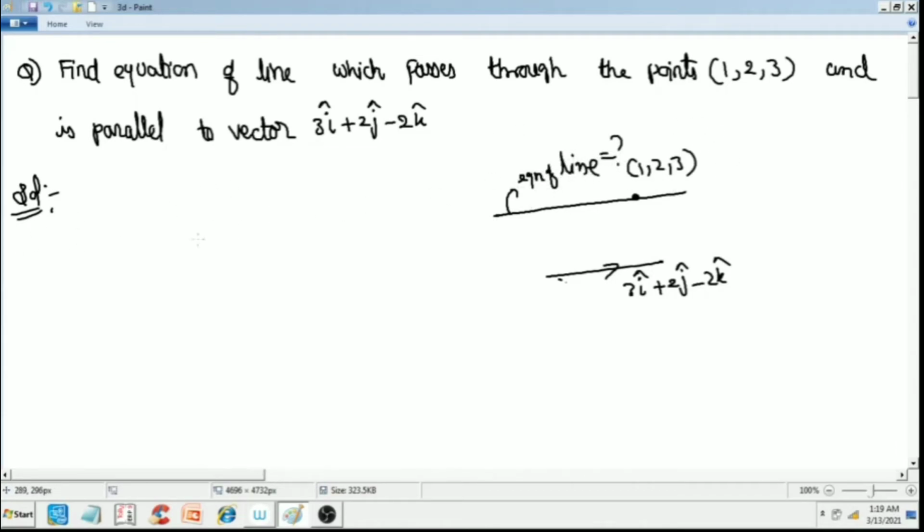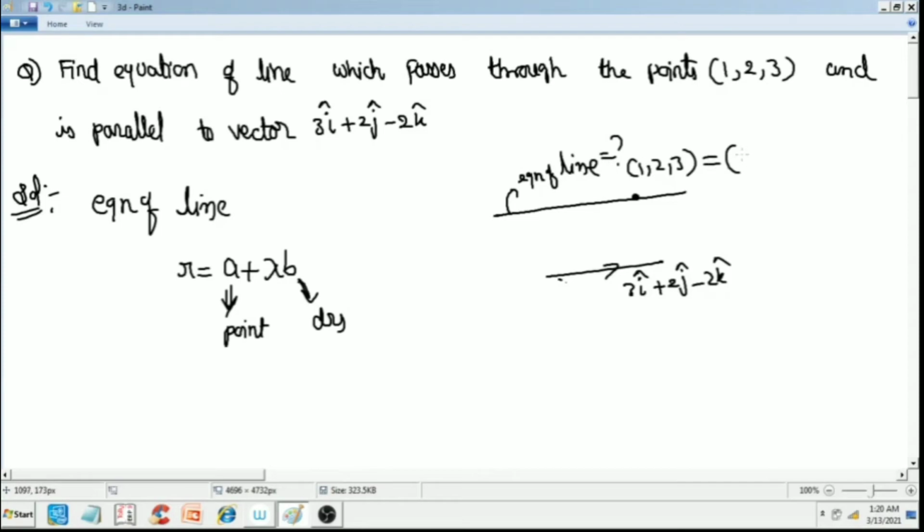Given one point the line passes through, the equation of a line formula is r = a + lambda times b, where a is the point and b is the DRs. Here the point is (x1, y1, z1) and the DRs equal the vector (3, 2, -2), and the point is (1, 2, 3).